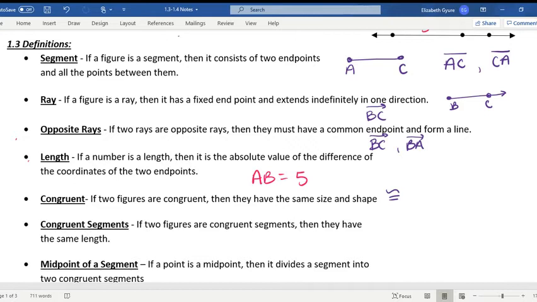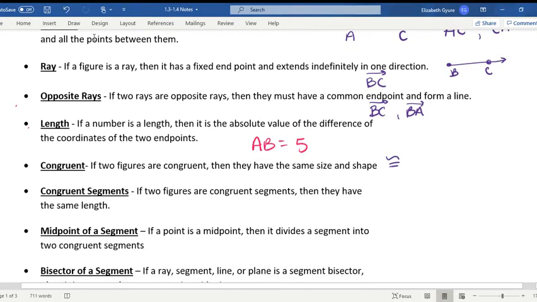We should draw this. I recommend that you draw this as well so you can see what this looks like. So let's say I had segment XY.